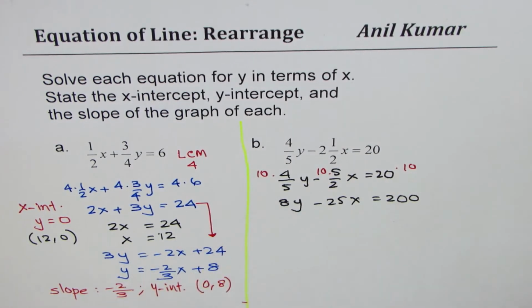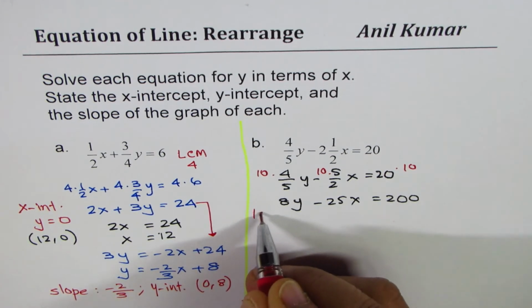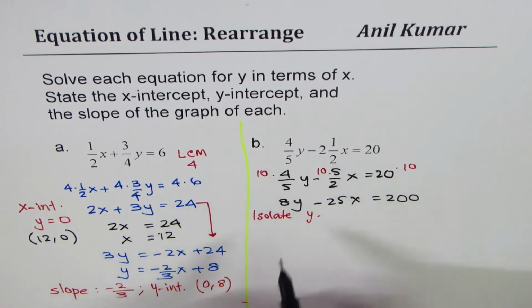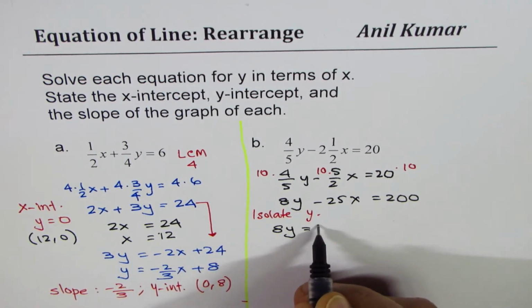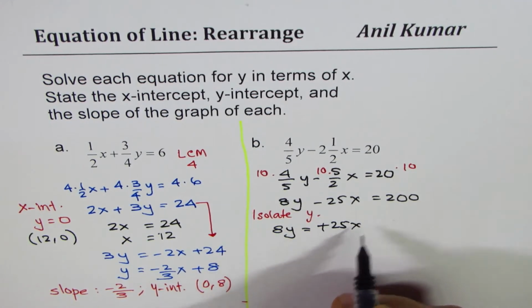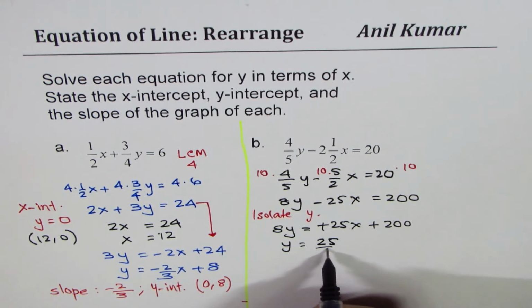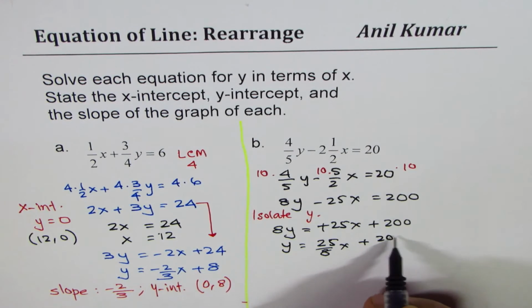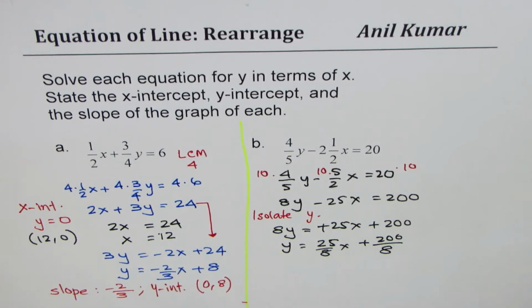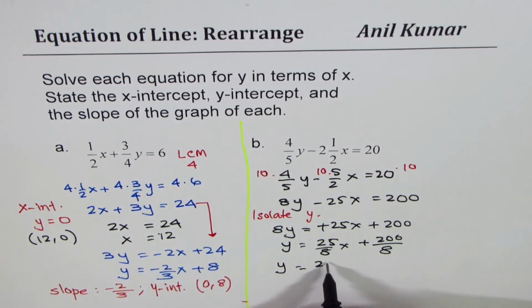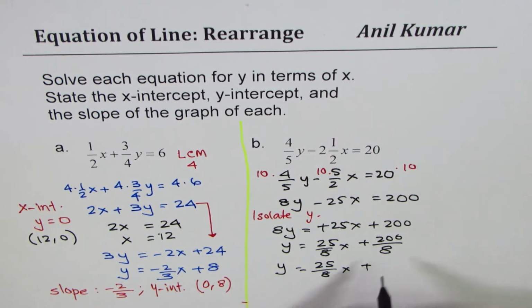So now I'm going to isolate y. Then I get 8y equals 200 plus 25x. So y equals 25 over 8 x plus 200 divided by 8, right? So that is what we get. We can always divide this and write y equals 25 over 8 x plus 25, since 8 times 2 is 16, 8 times 5 is 40.